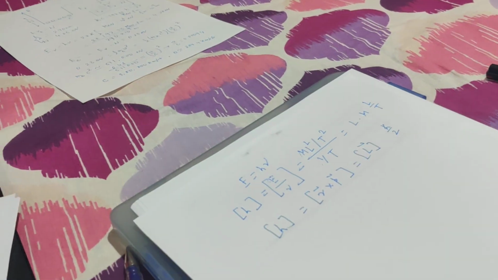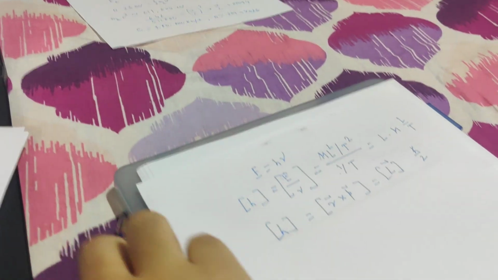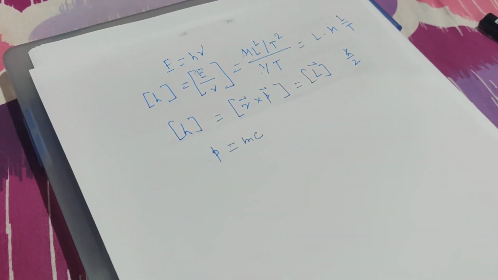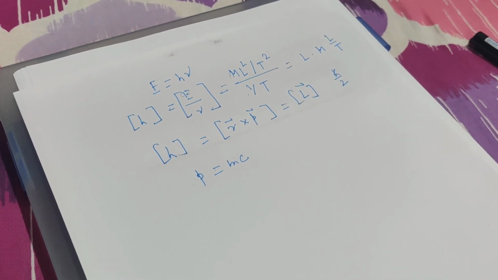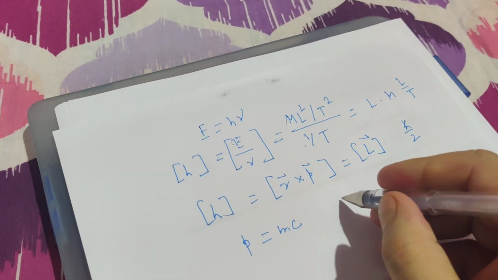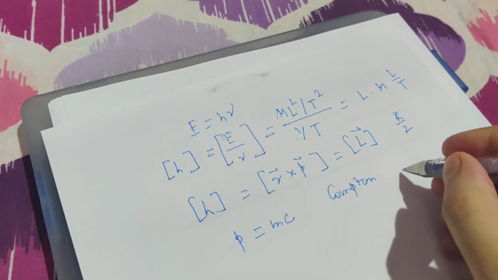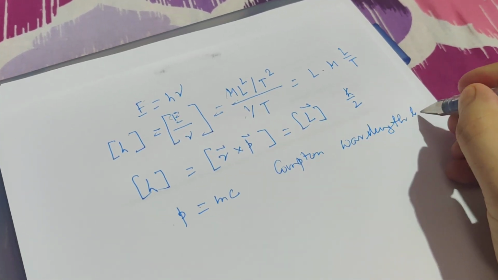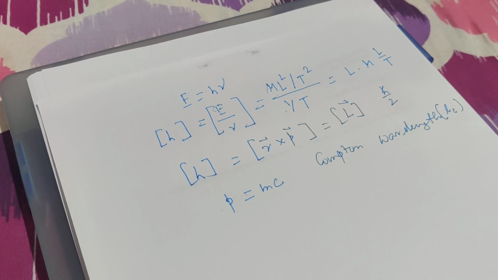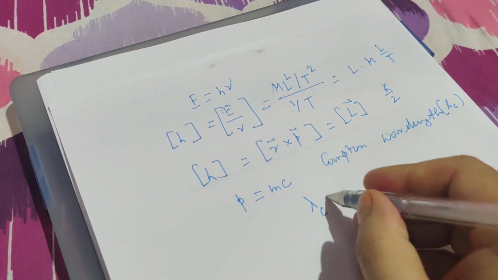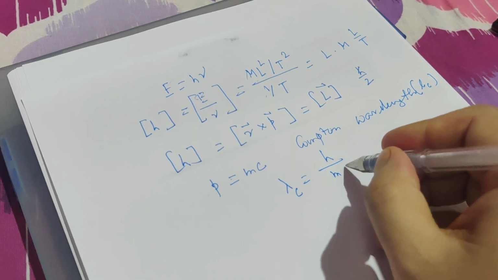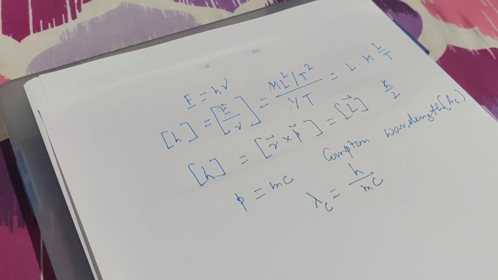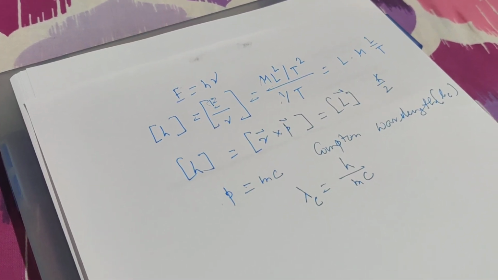using the speed of light, we can construct the momentum p, that is, momentum p is mc, and then the length L is obtained from the ratio h by p. This is actually the Compton wavelength λc of the particle, and this λc is nothing but h by mc. It has the units of length, and this is called the Compton wavelength of the particle of mass m.